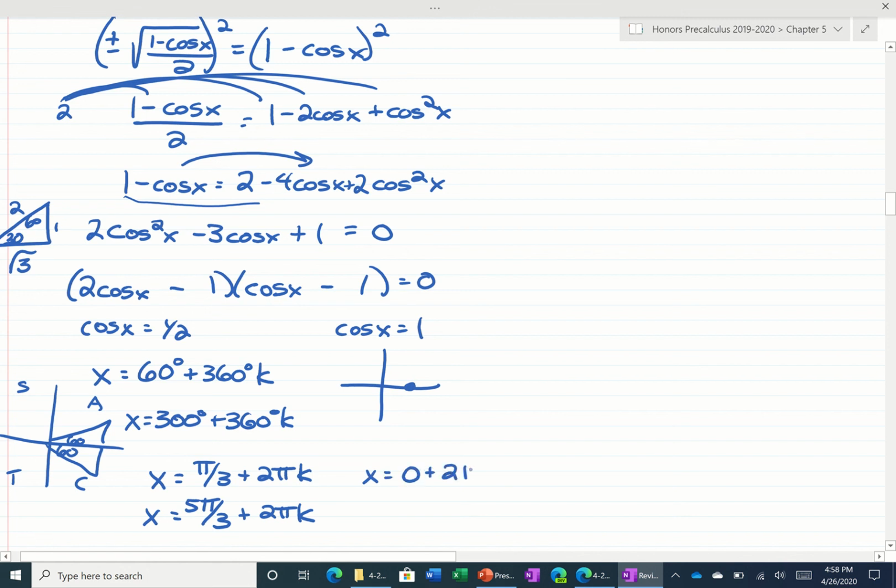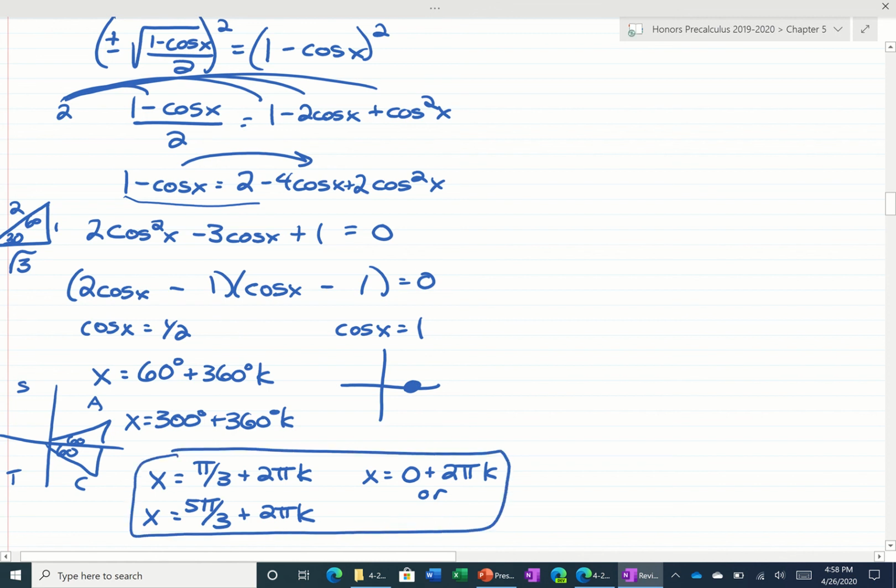radians plus the period. Now you could also say 2 pi. I mean, it's the same exact thing. 0 and 2 pi are both right here. So either one of those answers is fine. The three answers that I would accept are these. Those are the correct answers.